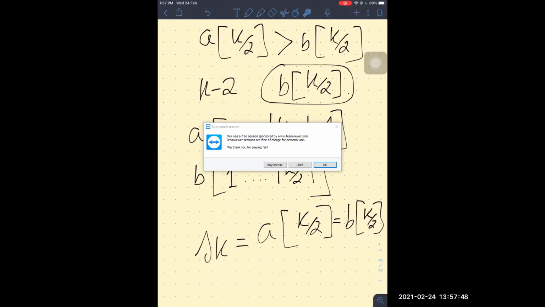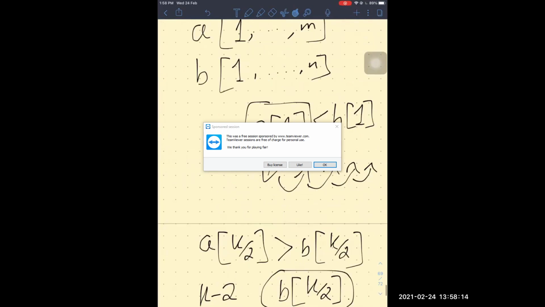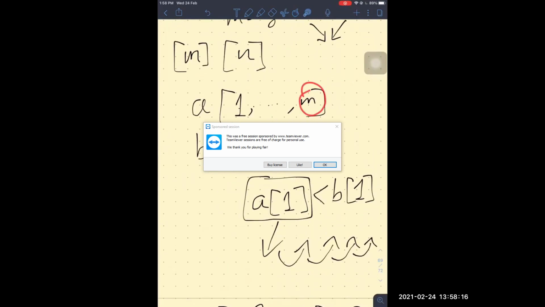So the question asks you to find the kth smallest element in the combined array. You have to devise some algorithm which can find that in O(log m plus log n) time, where the array A has m elements and B has n elements. Is it clear, the question?